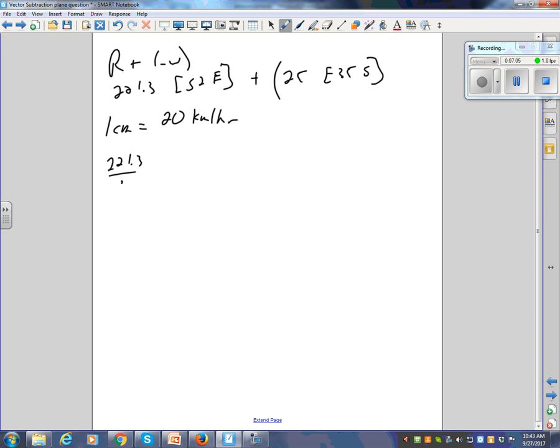So I'm going to have to actually do this because I can't do it in my head. 221.3 divided by 20 is 11.06. Are we going to be able to go 0.0? Yeah, let's just go 11. 11 centimeters, right? 25 divided by 20 is going to be 1.25. Let's round that up to 1.3 centimeters.